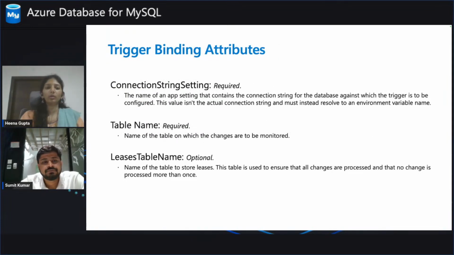Next, I'll be talking about the trigger binding attributes. Trigger binding has three attributes. One is the connection string. It is the same as the input and output. It is a connection string used to connect to the database.